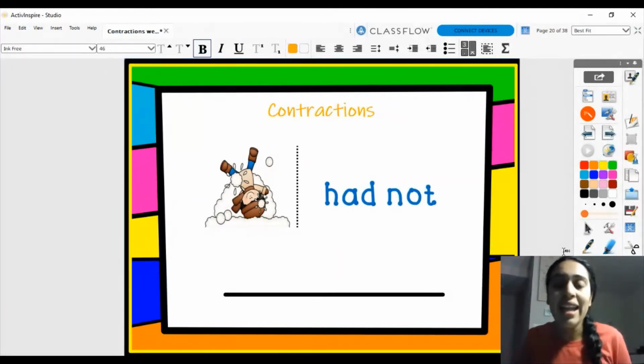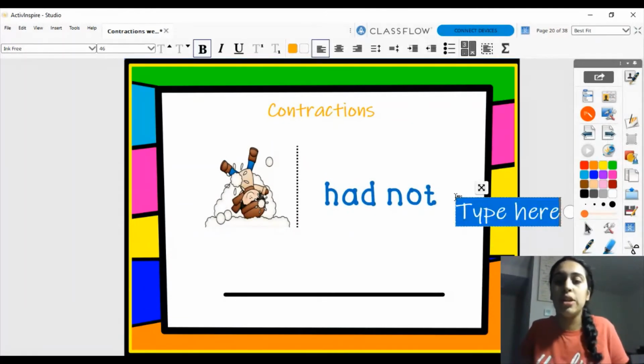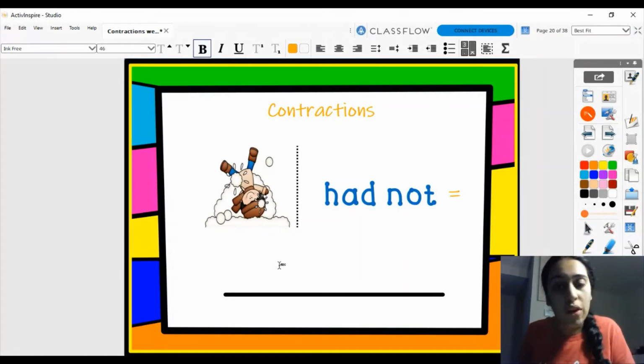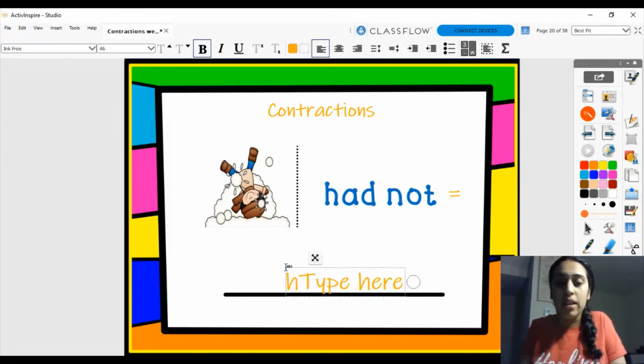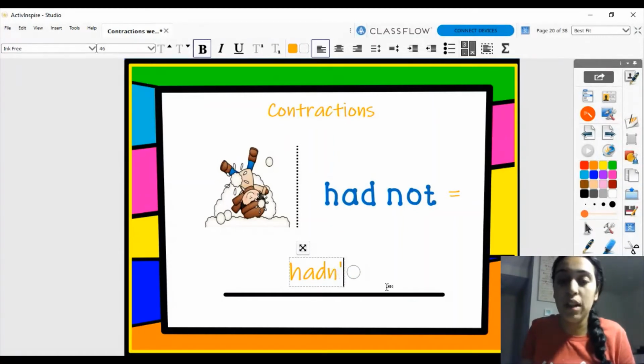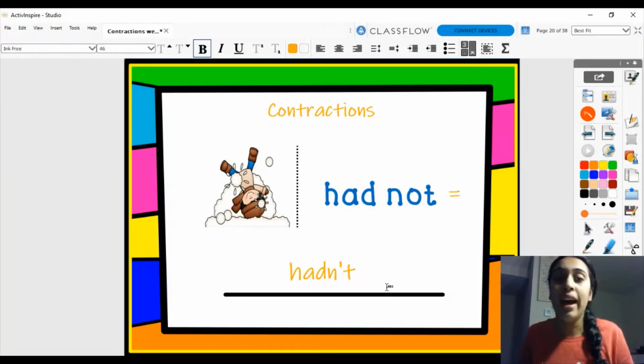Next pair, had not. Go ahead and write this word down. Then write your equal sign. Think about the rule. Keep the verb the same. Let's go ahead and write had. And think about the rule with the word not. We're going to go ahead and add the N, take away the O, replace it with an apostrophe, then add the T. And the contraction is hadn't. Had not, contraction, hadn't.